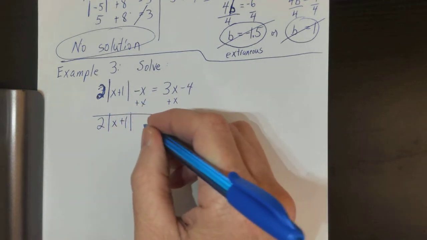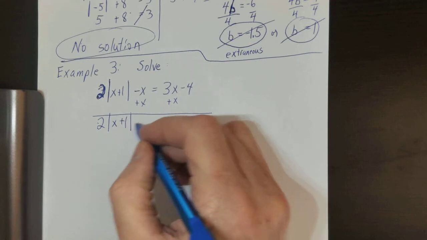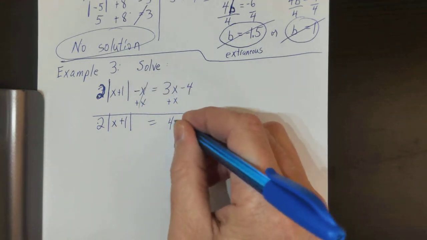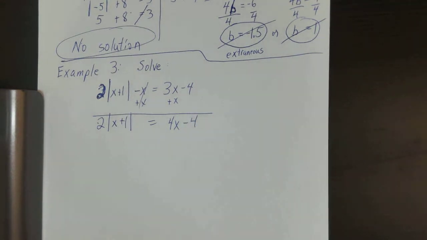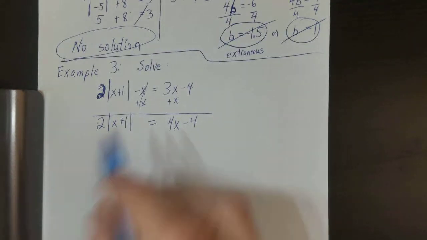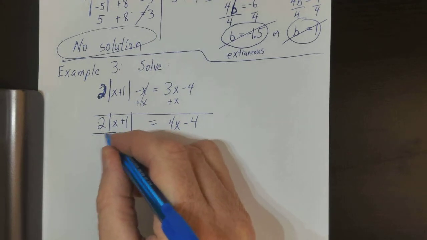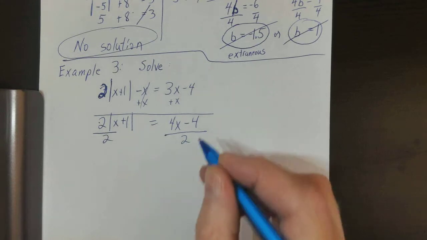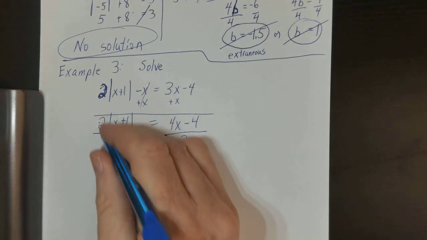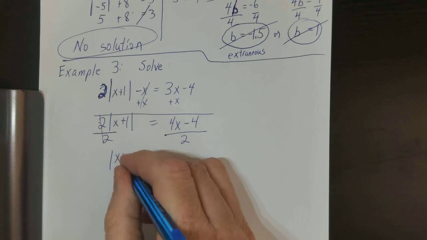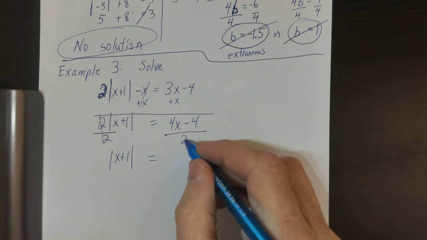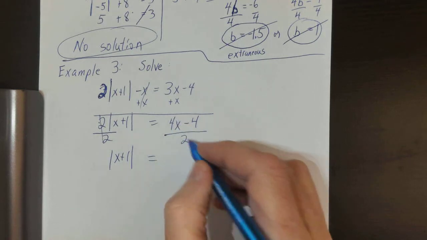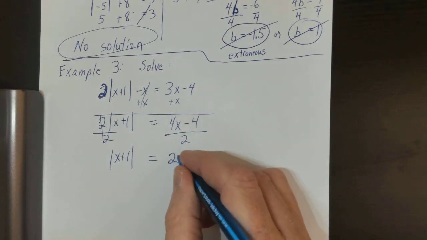2 times the absolute value of x plus 1 equals 3x plus 1x, which is 4x minus 4. Now, here's the tricky part. I got to divide by 2 because I need to have just the absolute value there. So I'm going to divide this one by 2. Those cancel. I got the absolute value of x plus 1 equals, and when you have 2 underneath an expression like this with 2 different parts, you can divide each one by 2.